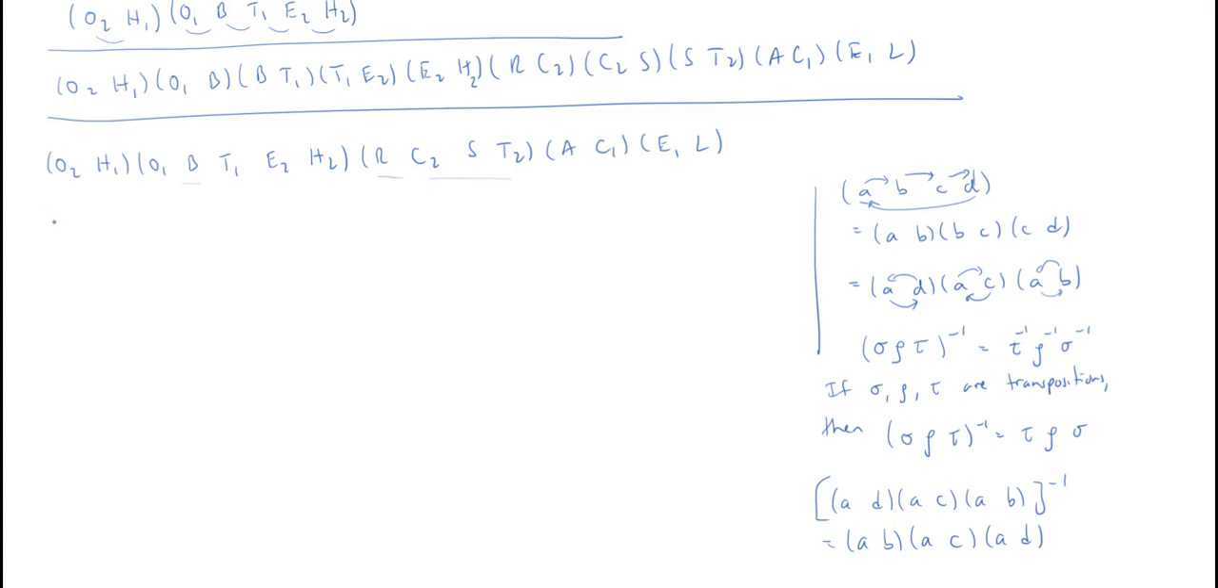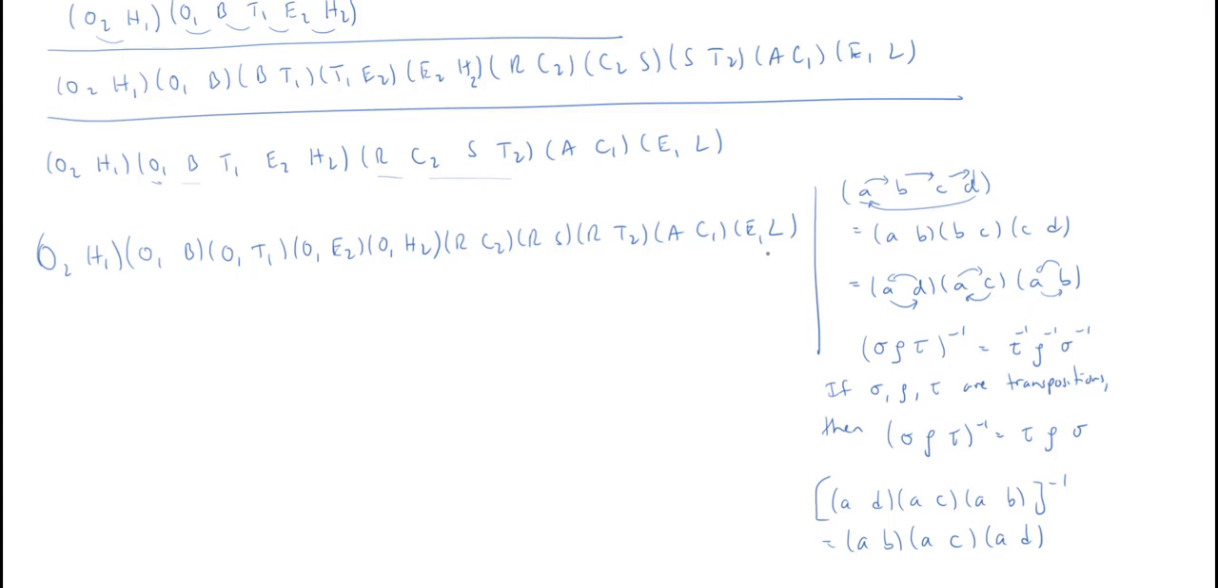So I'm going to rewrite this now as O2H1. Okay, nothing special there, but here comes the stuff, right? O1B, and then O1T1, and then O1E2, and then O1H2. So all I'm doing is taking this first letter and then pairing it one by one with each of the other letters in the cycle. All right, I'll do the same thing with this fourth cycle here. So RC2, RS, and then RT2. And then I can keep the AC1 and the E1L.